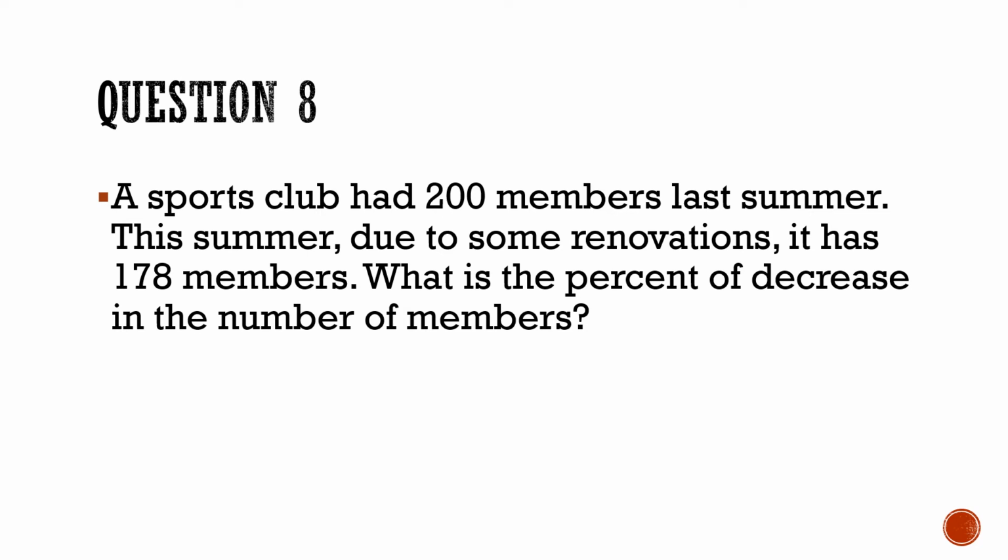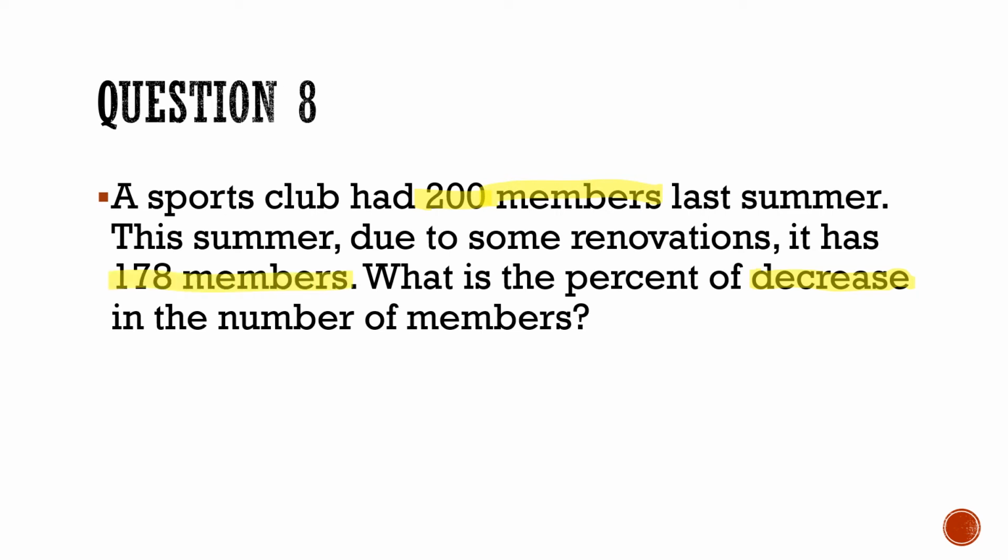Okay, let's look at this first word problem together. It says a sports club had 200 members last summer. This summer, due to some renovations, it has 178 members. What is the percent of decrease in the number of members? So it's going ahead and telling us that it's a decrease here, so we don't necessarily have to put that in our answer. So we've gone from 200 members to 178 members.